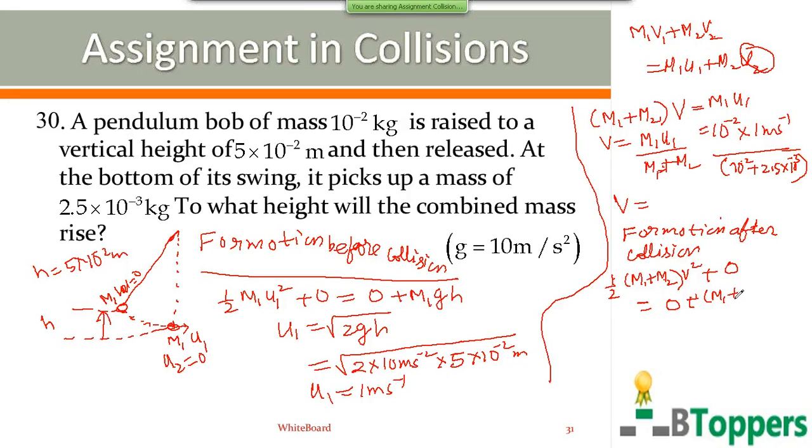So gravitational potential energy of the combined mass at the highest position is equal to (m1 plus m2) g h1. Let h1 denote the vertical height to which the combined mass rises above the lowest position after collision. So you can write h1 equal to V squared by 2g, as m1 plus m2 gets cancelled. Substitute the value of V from this equation in this equation to find h1. If you want to copy the solution of the problem, you can take a pause and copy it. You can try to do the simplification part yourself.